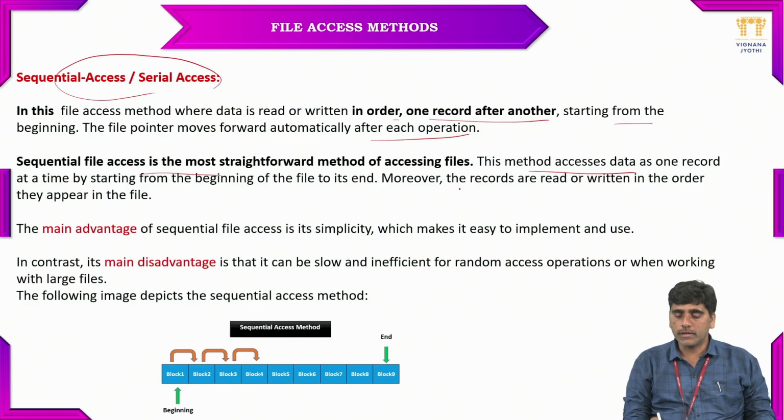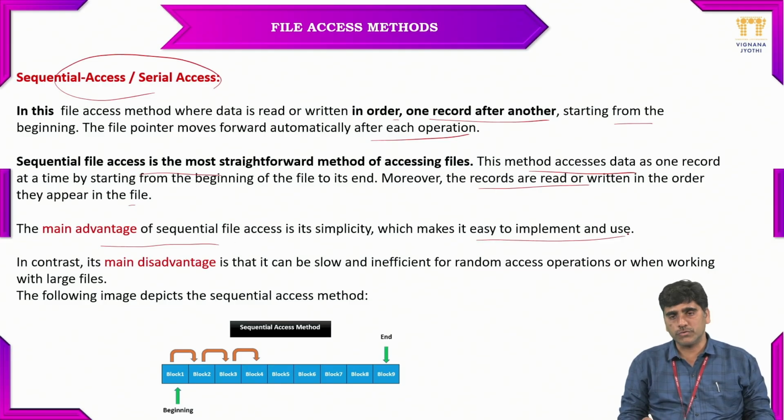Moreover, the records are read or written in the order they appear in the file. So however we write the file in the sequential manner, we read the file in the same way. The main advantage of sequential file access is simplicity, which makes it easy to implement and use. So in a sequential manner, how are we going to access?